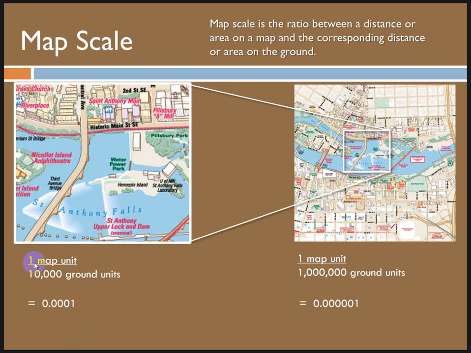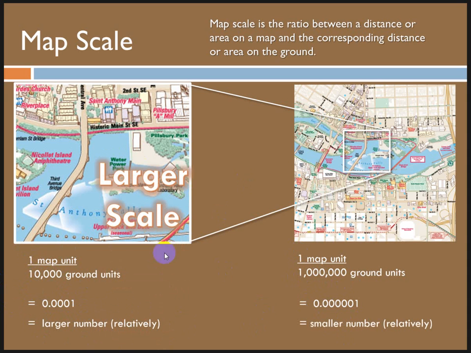So if we divide these, or actually look at that ratio, 1 divided by 10,000 versus 1 divided by 1 million, which one is the larger number? This one is, which means that this is the larger scale map. It's counterintuitive. It's a smaller spatial extent, but larger scale when we're talking about map scale. This is the smaller scale map.